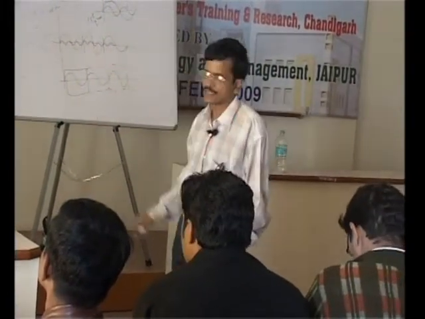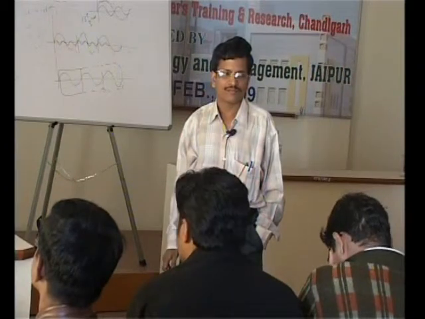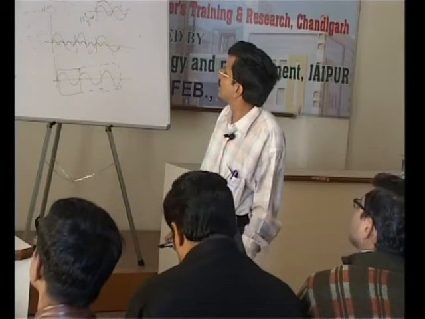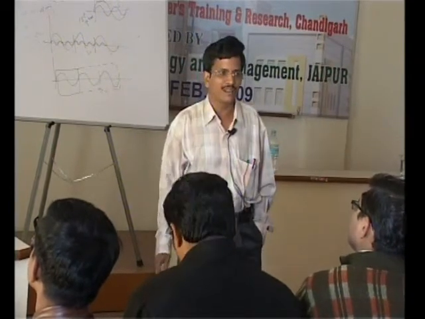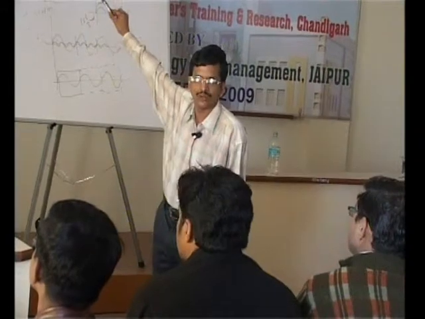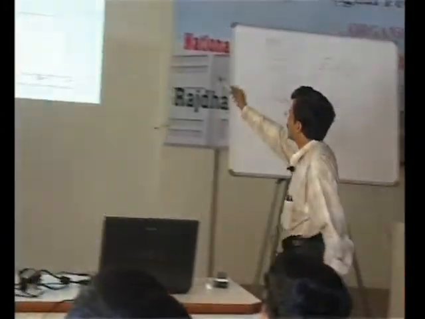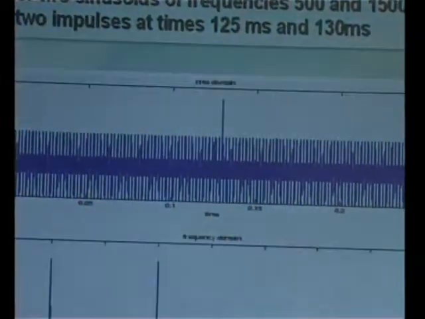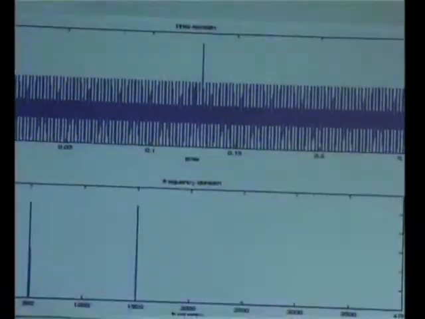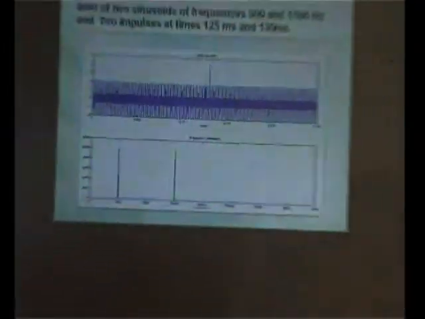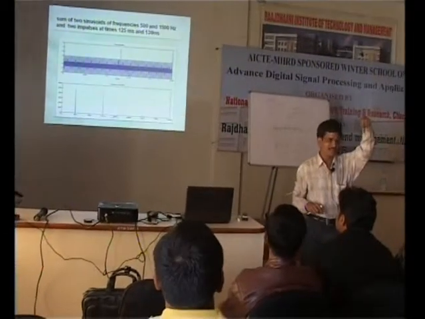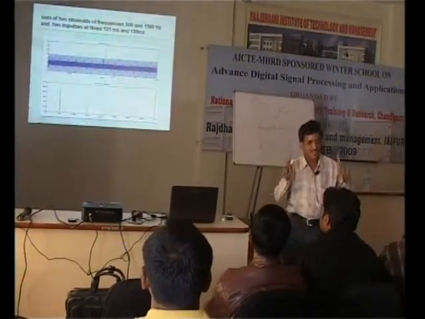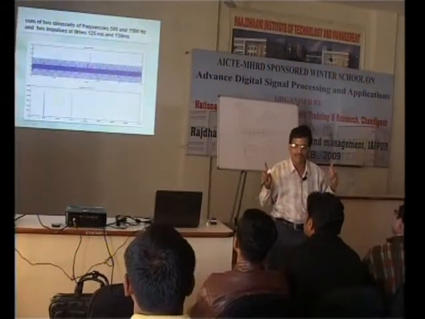But are the two notches visible? See figure 1. Are there two impulses at 125 millisecond and 130 millisecond? One is visible clearly to you or not? This one? Another notch is present at 125 millisecond, but it is in the negative direction. So from plus 100, if it goes to minus 50, it is not visible there. But there are two disturbances or two impulses.